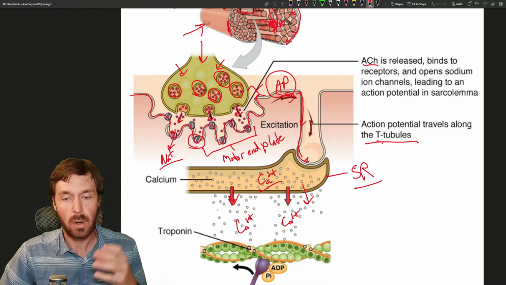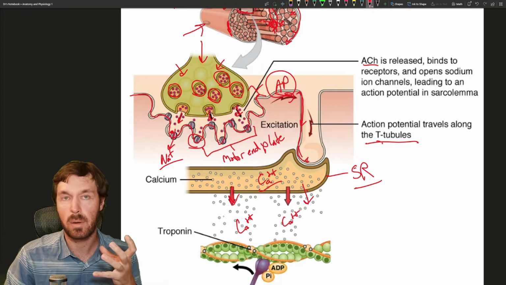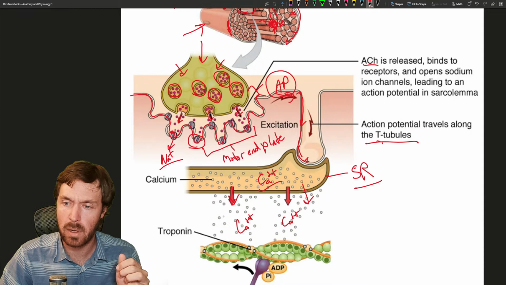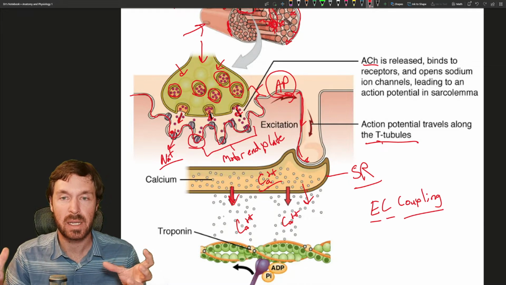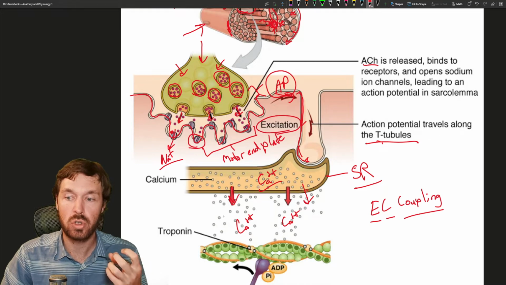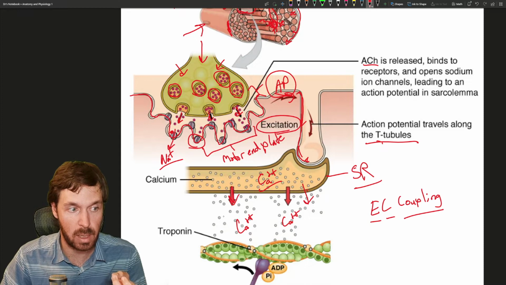And then why do we have that calcium out there? Well, that calcium is what combines this excitation event to this contraction event. It's called EC coupling, or excitation-contraction coupling. So how do we combine this excitation event right here to contraction? Well, it's known as EC coupling, or excitation-contraction coupling.